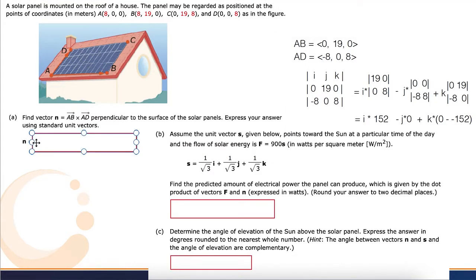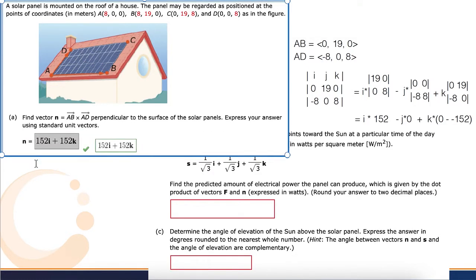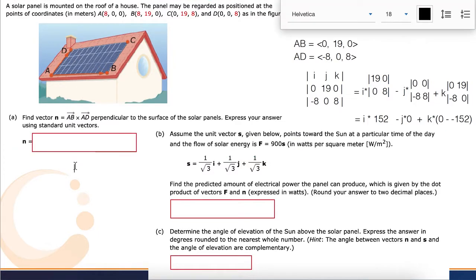You can see it right there too: 152 for the i component, then 152 for the k component. So that's the vector that's perpendicular to the surface of the solar panel. It's making a 90-degree angle. It's kind of like going the opposite direction of the plane of the solar panels.